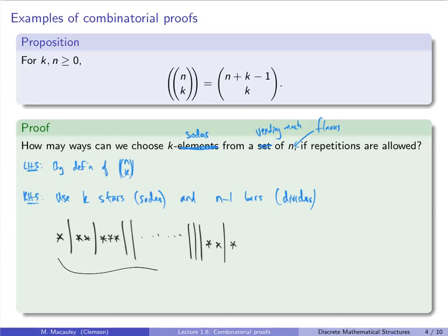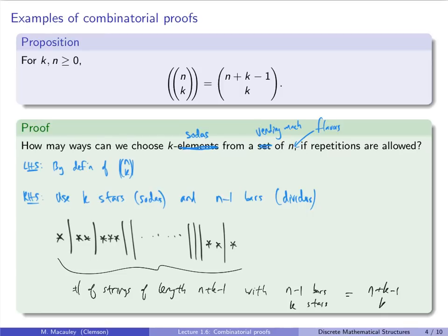So the number of ways to do this is the number of strings of length n plus k minus 1 with n minus 1 bars and k stars, and we know that this is equal to n plus k minus 1 choose k. So we've counted the same thing a different way, and we get this identity.